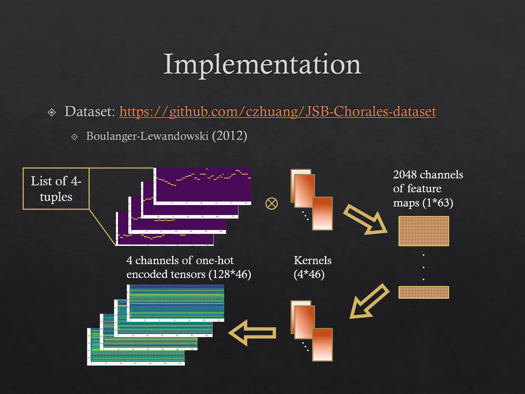They would then convolve with kernels covering all pitch range into 2048 channels of feature maps. That's the hidden layer. And the feature maps will then be deconvolved, and after a few iterations, the output is given in 4 channels of probability distribution heat map.